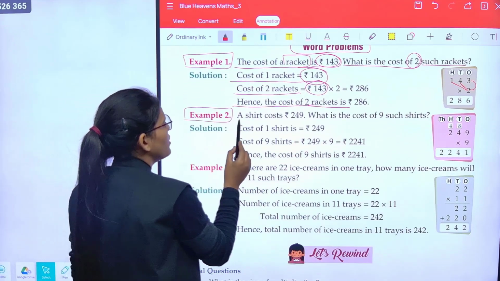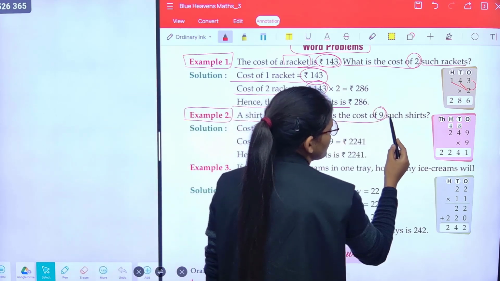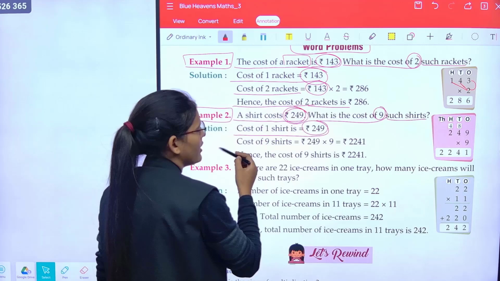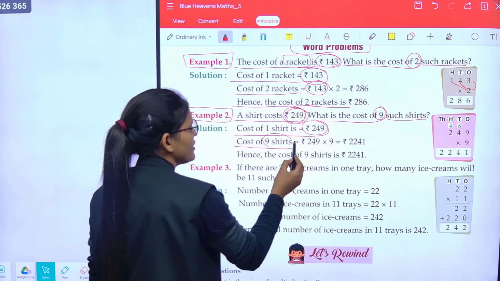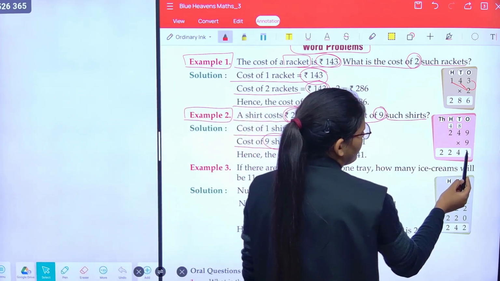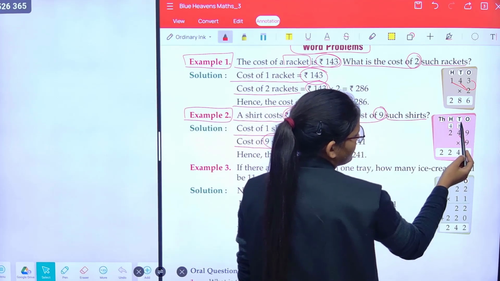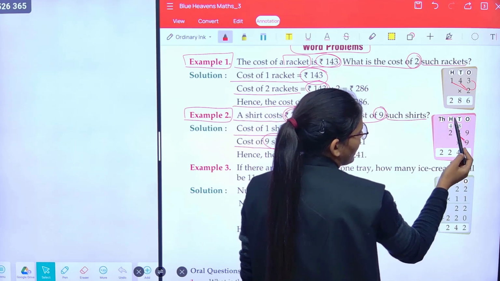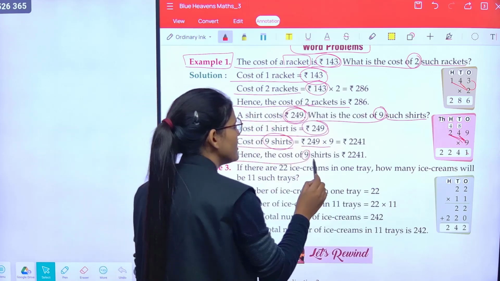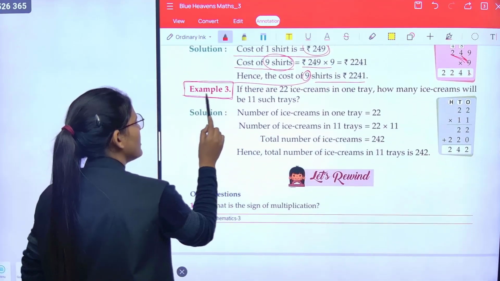Now example number 2, a shirt costs, एक शर्ट की cost क्या है? 249. What is the cost of 9 such shirts? अब 9 shirts की cost क्या होगी? Cost of one shirt is 249. Now cost of 9 shirts is 249 into 9. 9 nines are 81, 1 here and carry 8. 9 fours are 36, 36 plus 8 is 44. Carry 4. 9 twos are 18, 18 plus 4 is 22. Hence the cost of 9 shirts is 2241.